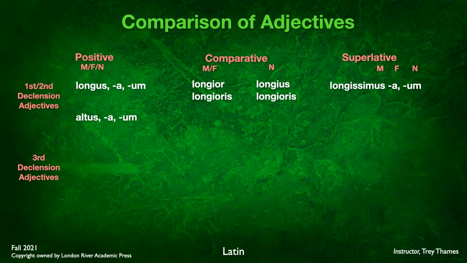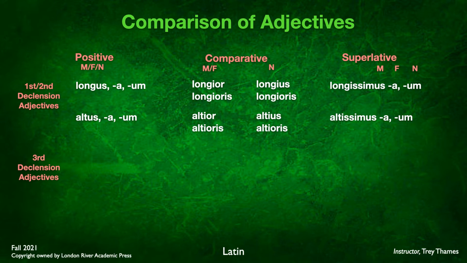Here's another example of a first and second declension adjective, altus, -a, -um. And again, you see the masculine and feminine comparative, altior, altioris. Neuter, altius, altioris. For the superlative, altissimus, -a, -um.